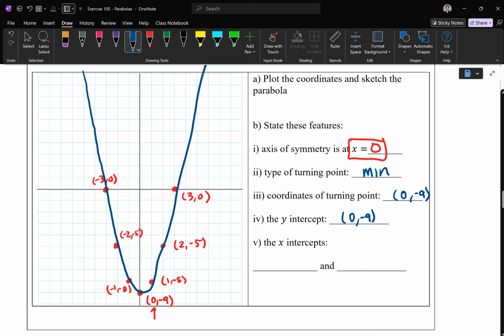And then lastly, which is the easy one, what is the x-axis intercept? Let's go with KL. Where does it cross the x-axis? At 3, negative 3 is 0, and 3 is 0. Very good. That's it. That's exercise 10E. Okay, so your job is to identify key features, and second skill, can you plot the coordinates and do it? All right? I'll stop the video there.